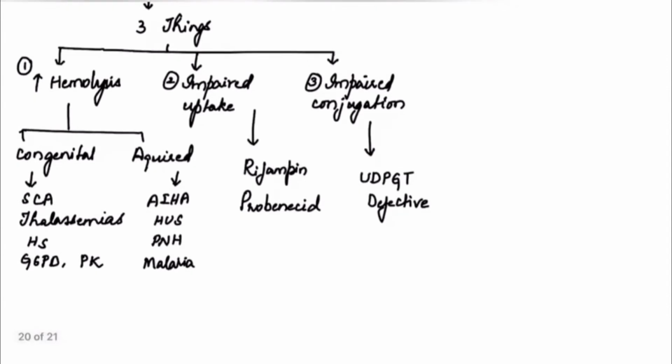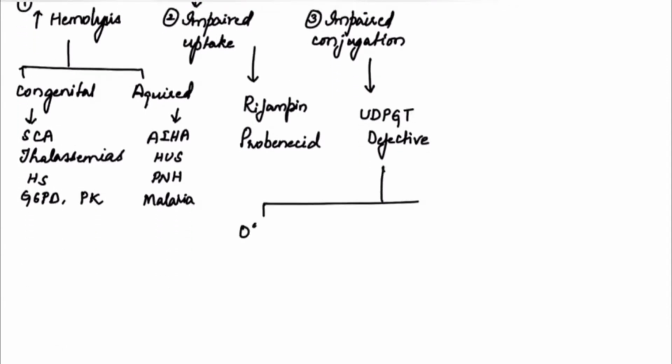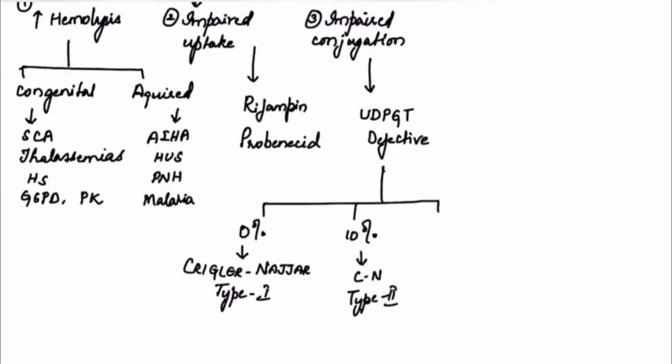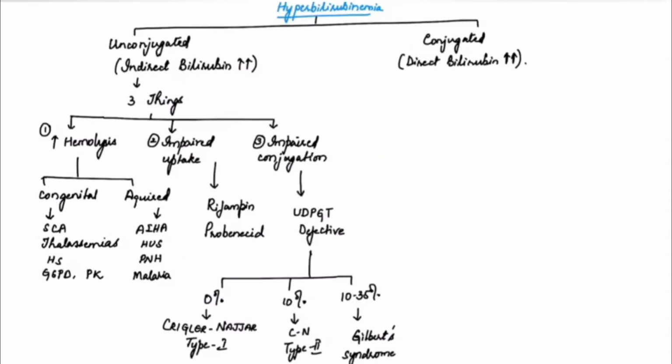So, UDP glucuronosyltransferase is defective. Now, if this enzyme is completely absent, it is known as Crigler-Najjar syndrome type 1. And if 10% of the enzyme is present, then it is known as Crigler-Najjar type 2. And if about 10 to 35% of the enzyme is present, it is known as Gilbert syndrome. Okay, so these are the causes of unconjugated hyperbilirubinemia.